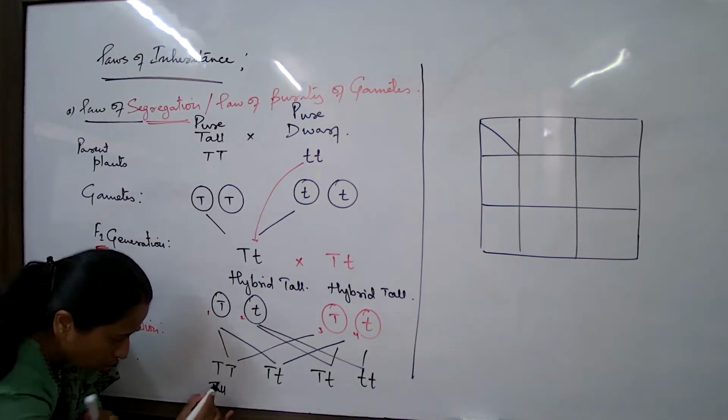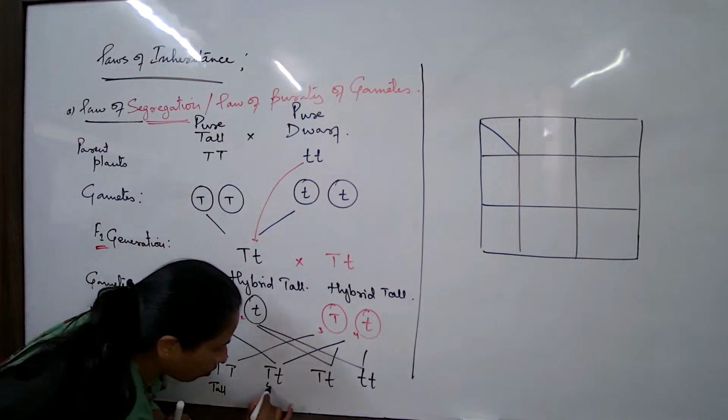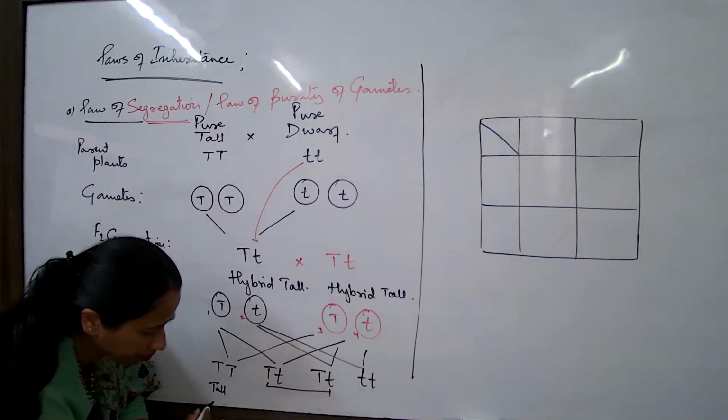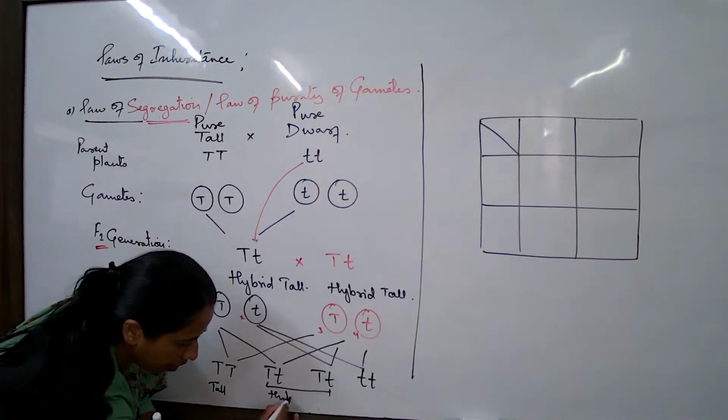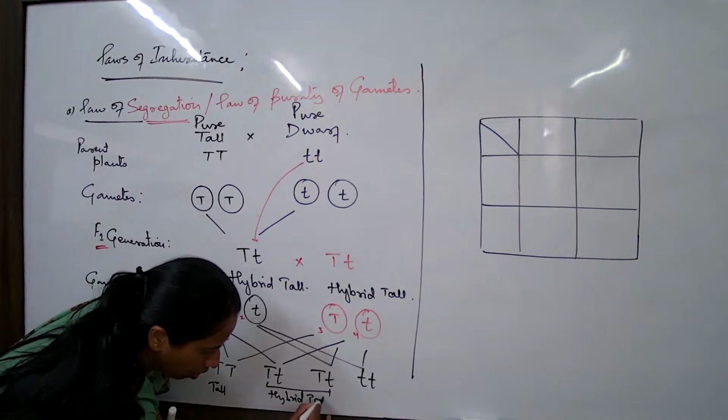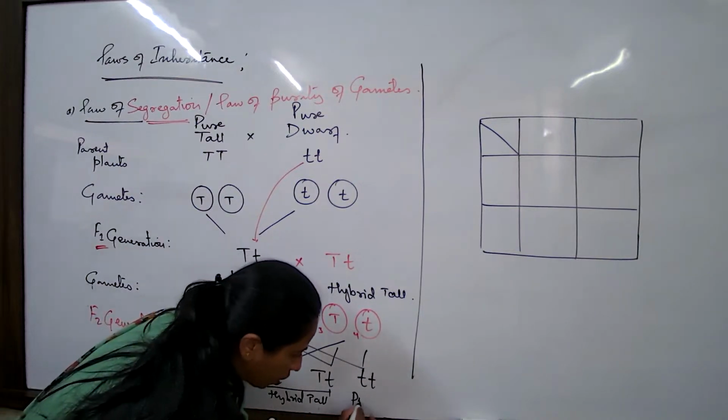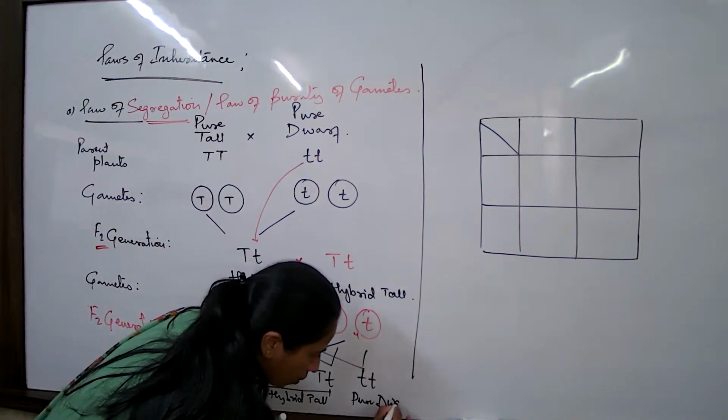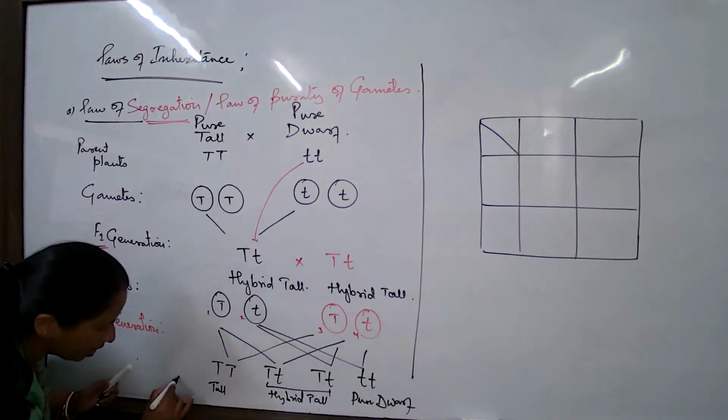Tall, okay, pure tall or homozygous tall. What should the phenotype be? Hybrid tall, right? This is hybrid tall. And what about this one? I will write, okay, pure dwarf. Now look into this condition.